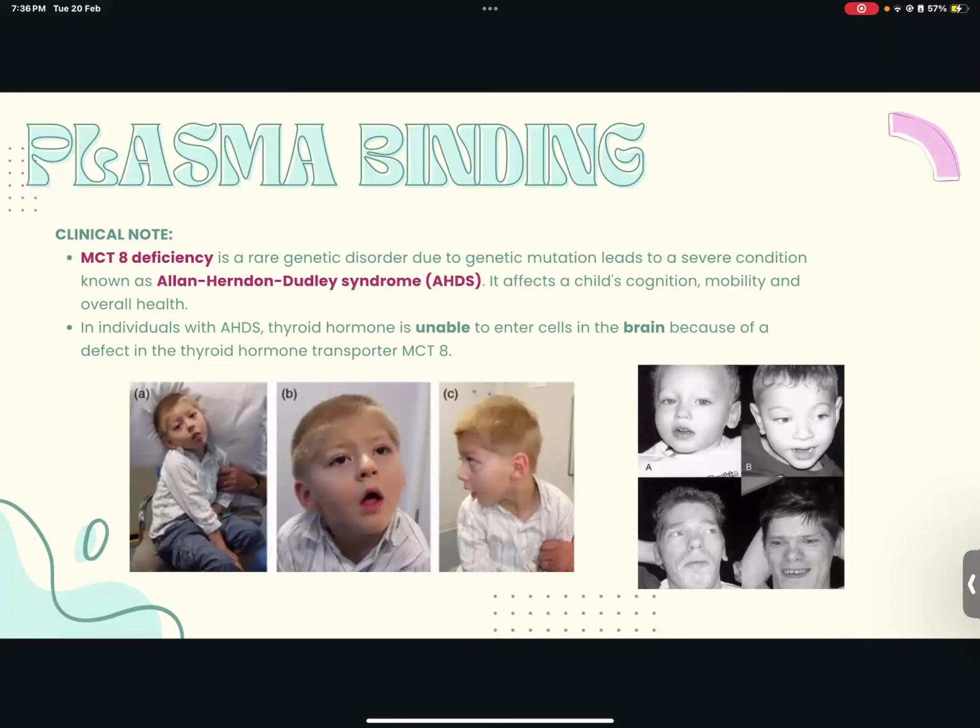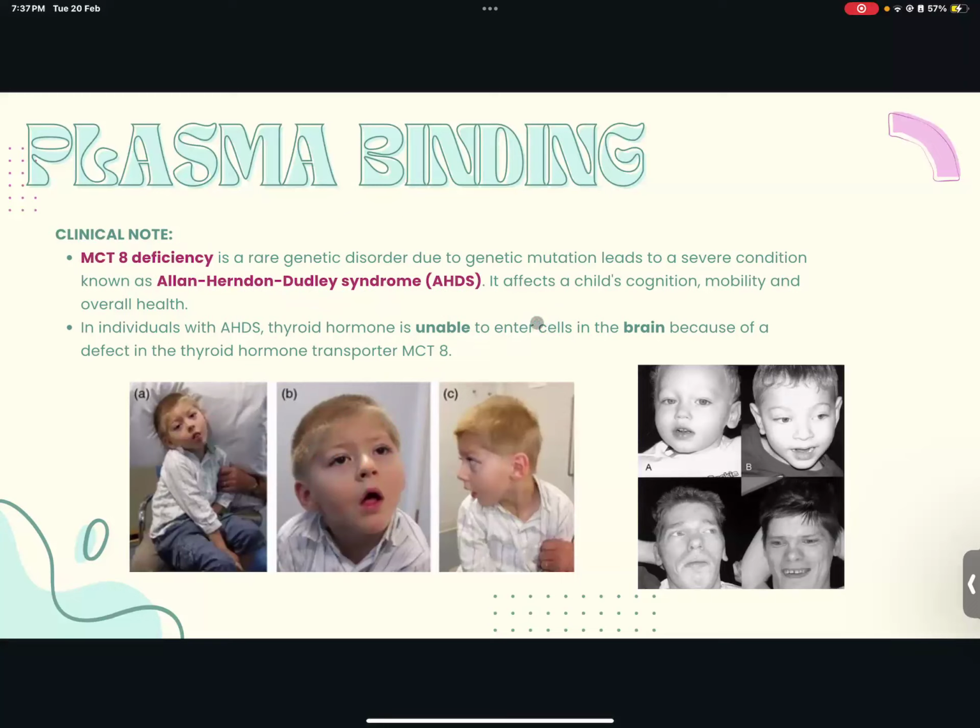Now, in the case that there's something called an MCT8 deficiency, remember what MCT8 was? MCT8 was the channel responsible for taking T3 and T4 out from the follicular cell into the blood. So if there's an MCT8 deficiency due to a rare genetic mutation, it's going to lead to a severe condition known as Allen-Herndon-Dudley syndrome. It's a mouthful. Allen-Herndon-Dudley syndrome, or AHDS. Basically it affects the child's cognition, mobility, and overall health. And these effects are caused by not enough thyroid hormone being produced.